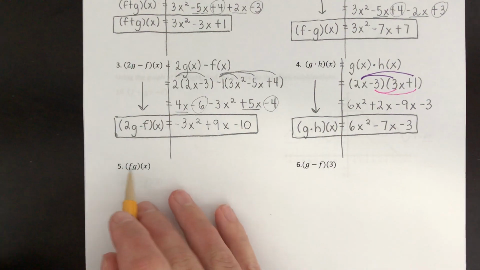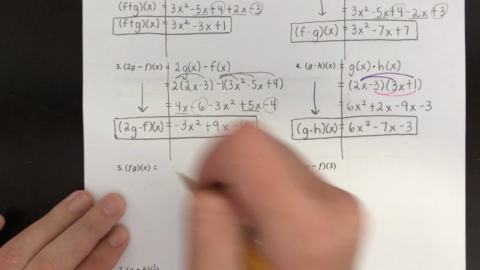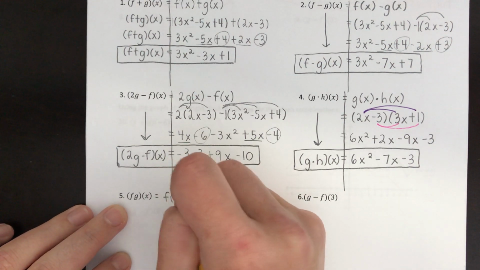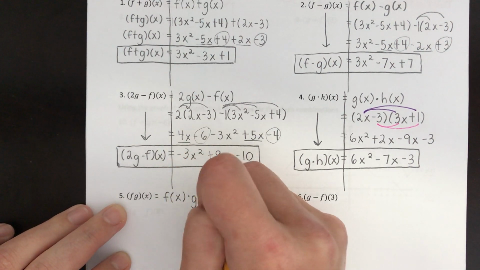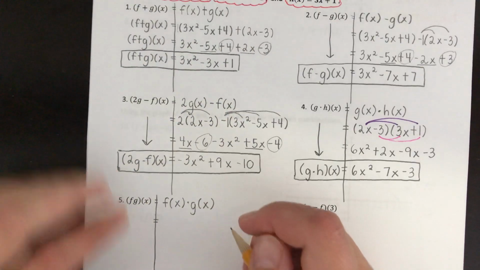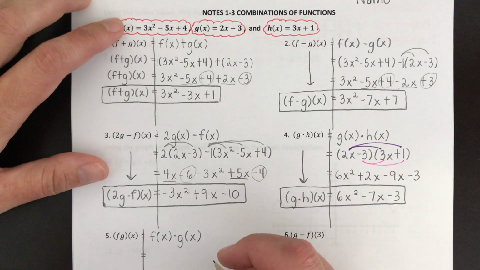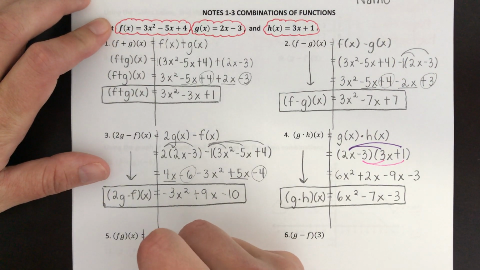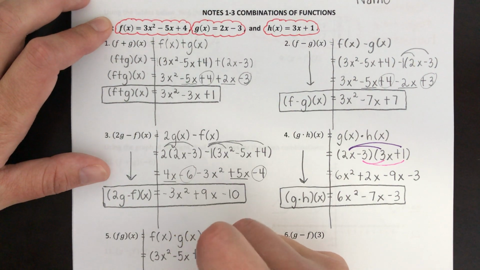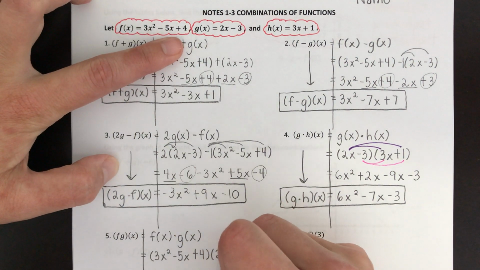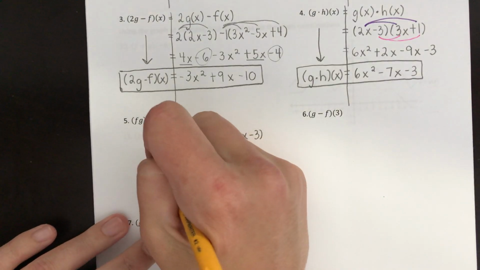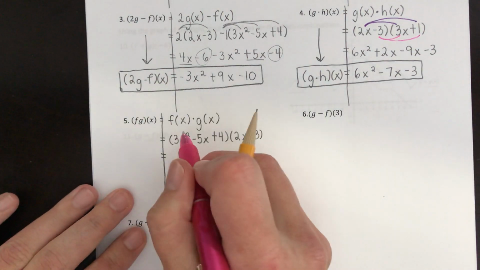So number 5 has F and G right next to each other, and hopefully you know that that also implies multiplication. So that's another way of saying F of X times G of X. All right, so F of X, let's come up here and make sure you can see it. F of X is this 3x squared minus 5x plus 4, and then G of X is the 2x minus 3. So I'm just plugging in. Now I'm going to have to move up so you can see. And here I'm going to have to do some triple distribution.